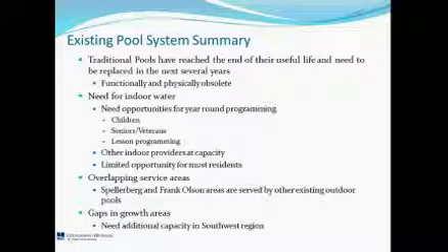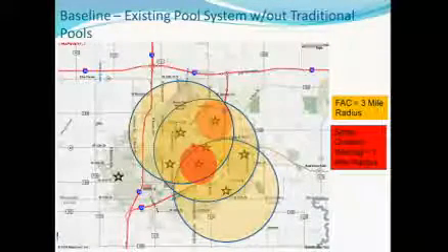We also found there were overlapping service areas. We saw that Spellerberg and Frank Olsen areas are served by other existing family aquatic centers in those boundaries. And then we also saw that there are gaps in growth areas where we need additional capacity in the southwest. We'll show some maps here in a second that illustrate how strong and how fast-growing that population is, yet it has only one facility servicing it.